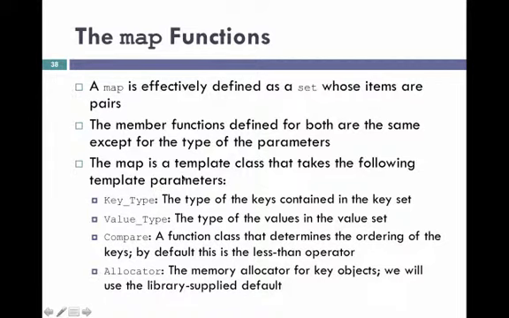Now, the map is a template class, and it takes the following template parameters: a key type, which is the type of the keys contained in the set; a value type, which is a type of the values in the value set; compare, which is a function class that determines the ordering of the keys. By default, it's the less than operator. And the allocator is the memory allocator for key objects, and we'll use the library supplied default.